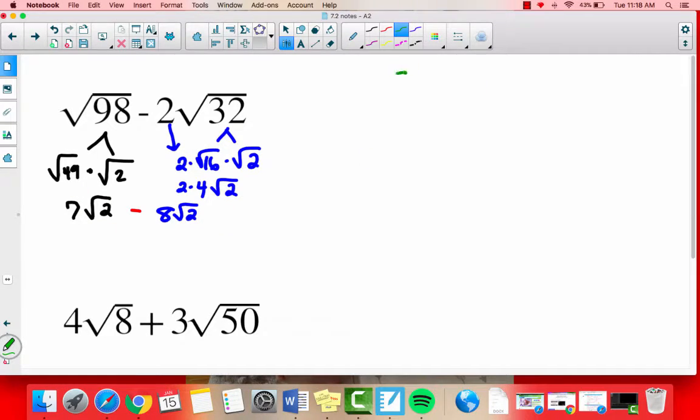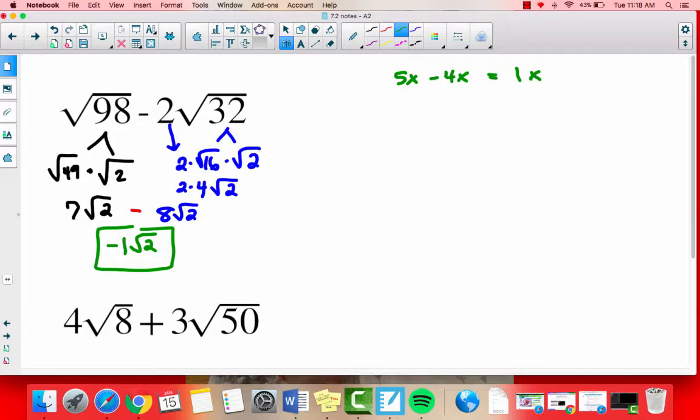It's kind of like if I said, what's 5x minus 4x? You would get just a 1x. So you don't change the variable, but you do change the number in front. Same concept. 7 minus 8 is -1, and then we're going to leave the square root of 2 the same. And there's your final answer. So anytime you're adding or subtracting, reduce the radicals, then you can add or subtract the numbers in front.